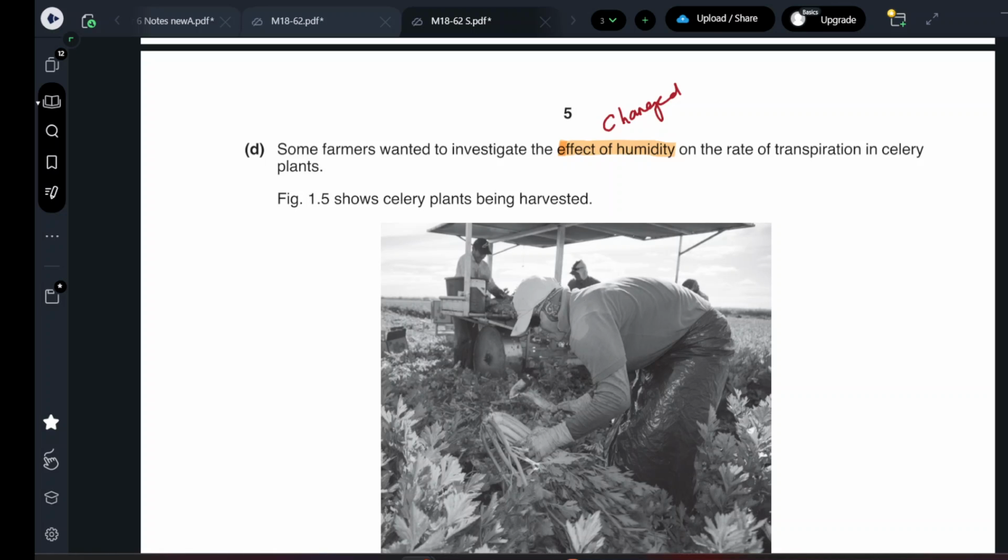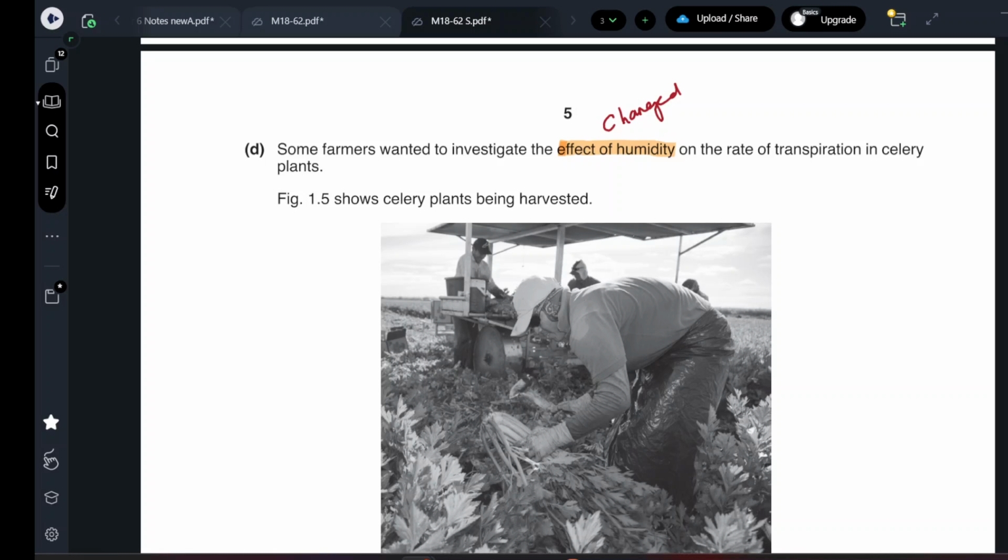Question D. Some farmers wanted to investigate the effect of humidity on the rate of transpiration. This is the question for design an experiment. Effect of humidity on the rate of transpiration. What is the changed variable? It is the humidity. This is what I'm going to change. But what am I going to measure?